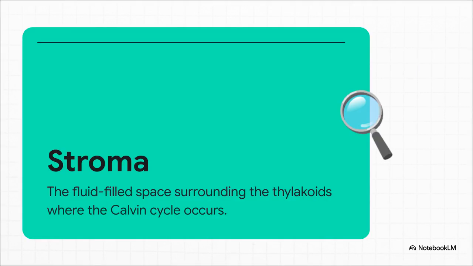Let's pinpoint exactly where this biological manufacturing plant is located. The Calvin cycle occurs in the stroma of the chloroplast. The stroma is basically the fluid-filled space surrounding the thylakoids. This fluid is the exact spot where glucose is actively built from carbon dioxide.